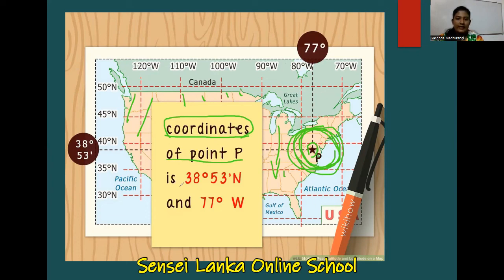Can you see the coordinates? 38 degrees and 53 seconds north, and then 77 degrees west. Okay, you can understand what is this N, what is this W. They are showing the direction. You can learn them in my next 2 videos.